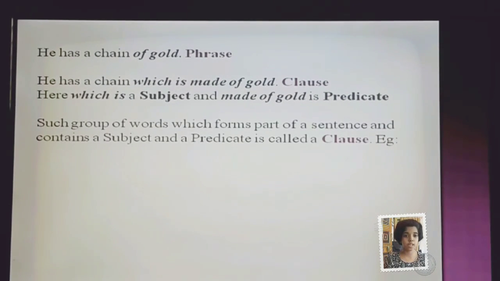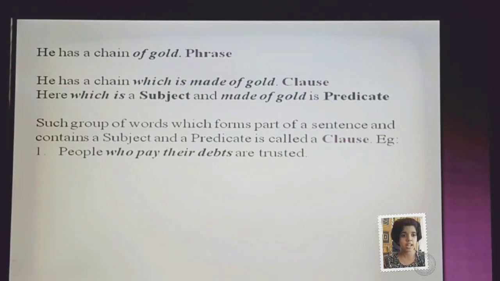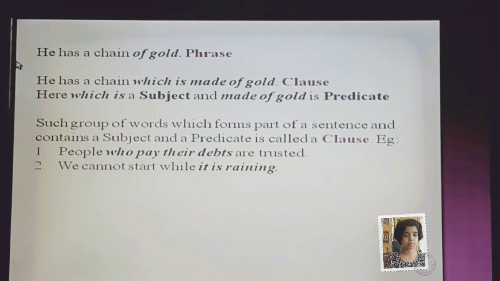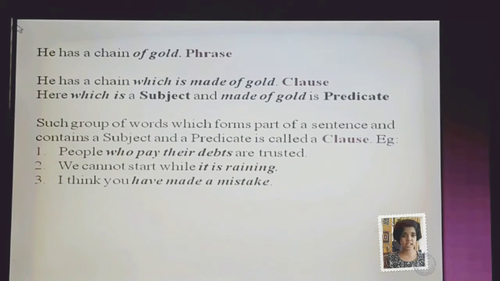Such a group of words which forms part of a sentence and contains a subject and a predicate is called a clause. Example: The people who pay their debts are trusted. Who pay their debts is a clause. We cannot start while it's raining. It is raining is a clause. I think you have made a mistake. Have made a mistake is a clause.